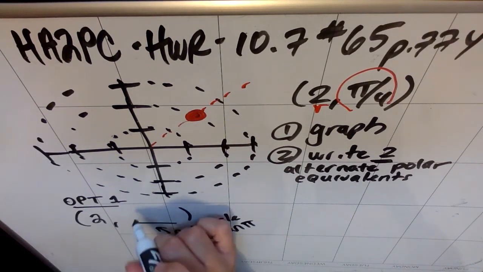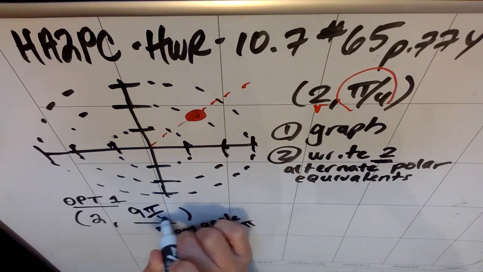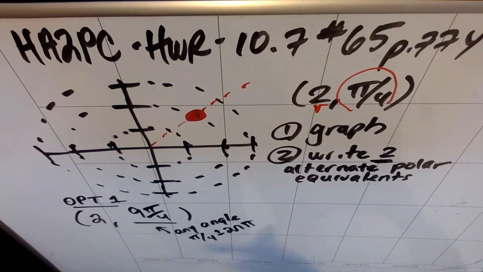So in the back of the book, one of the answers they have is 9 pi over 4, because that would be pi over 4 plus a full circle. Pi over 4 plus 2 pi would be pi over 4 plus 8 pi over 4, which is 9 pi over 4. But you could also keep adding circles like that, right?